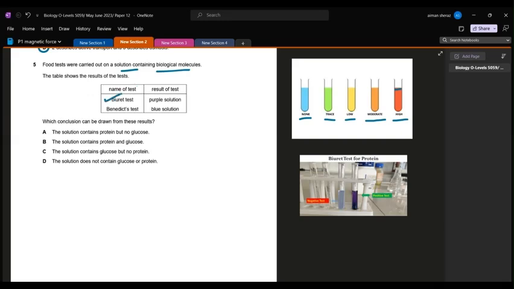So Biuret test was done and Benedict's test was done. Biuret is done for protein and Benedict's is done for reducing sugar. So which conclusion can be drawn from these results?